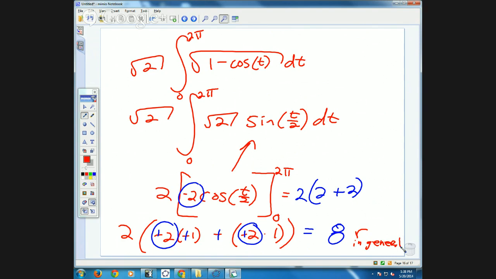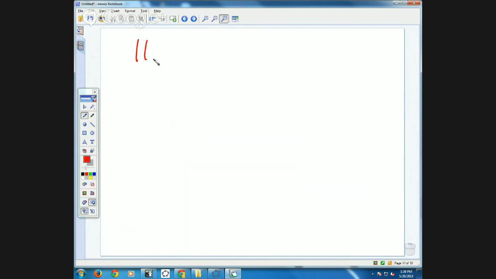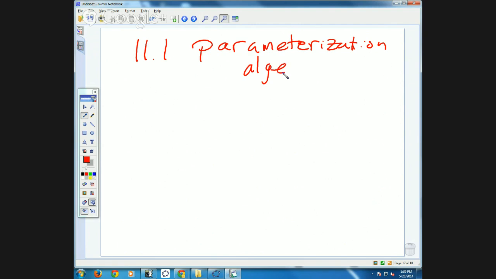Okay, the last test was too long. I agree. It needs to be short. So, what have we covered in class? A lot of stuff. We have covered section 11.1. 11.1 is just the algebra of parameterizations. And 11.2 is the calculus of parameterizations. And there's only about 10 problems for each one.